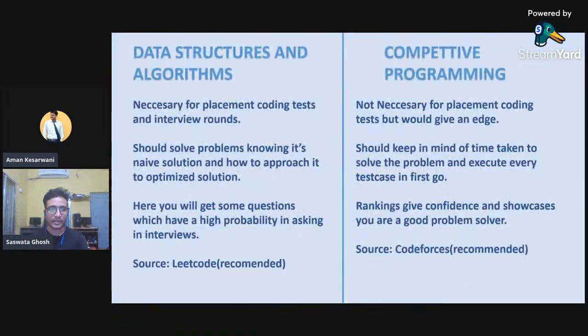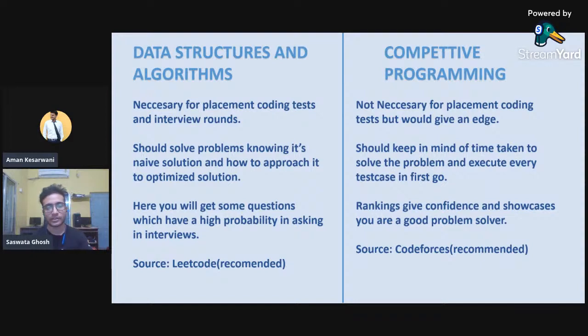So first, what is the most important thing in our computer science degree? Data structures and algorithms and competitive programming. But which one is much more needed and why is it needed? At the beginning, we may think the two things are different, but data structures and algorithms and competitive programming are both needed for our coding tests, right? Let me speak about it.